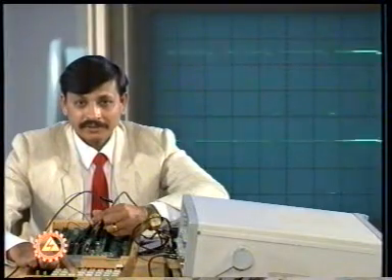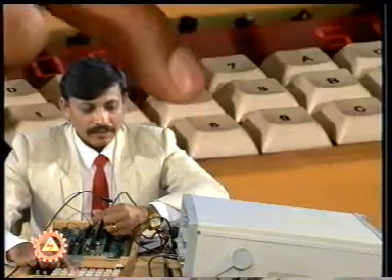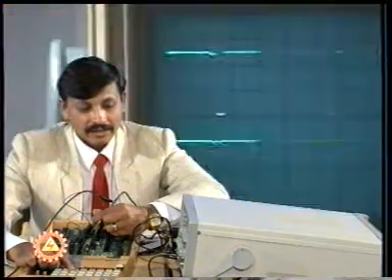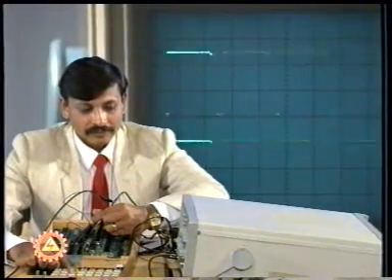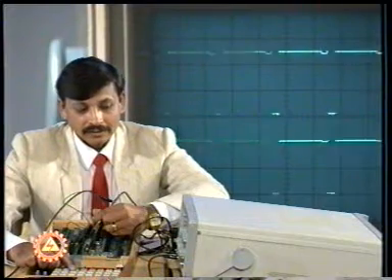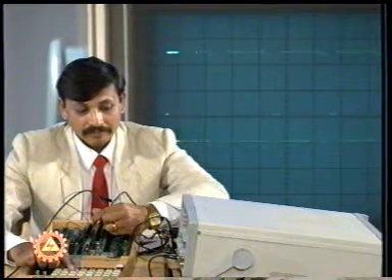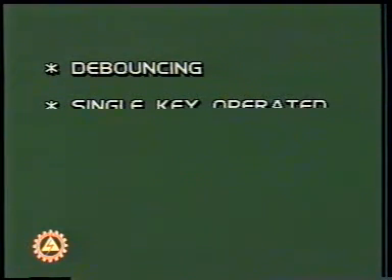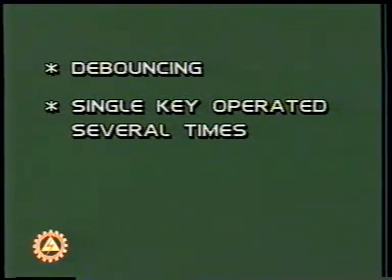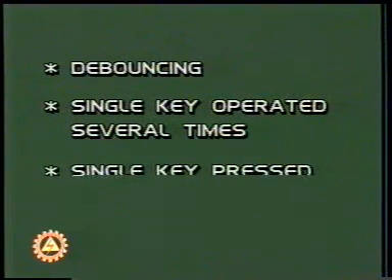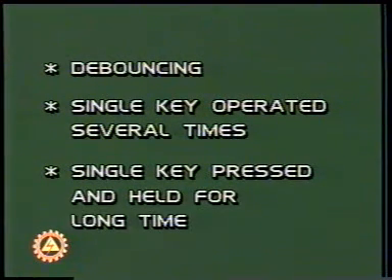These are the scan and return signals for a valid key depression. Active low pulses are repeatedly sent on the scan lines and are sensed by the columns. For a valid key depression, the row select pulse is sensed by the corresponding column. In addition to repeatedly scanning the matrix keypad, the scan algorithm should provide for: 1. Debouncing. 2. A single key being operated several times. 3. A single key pressed and held for a long period of time.